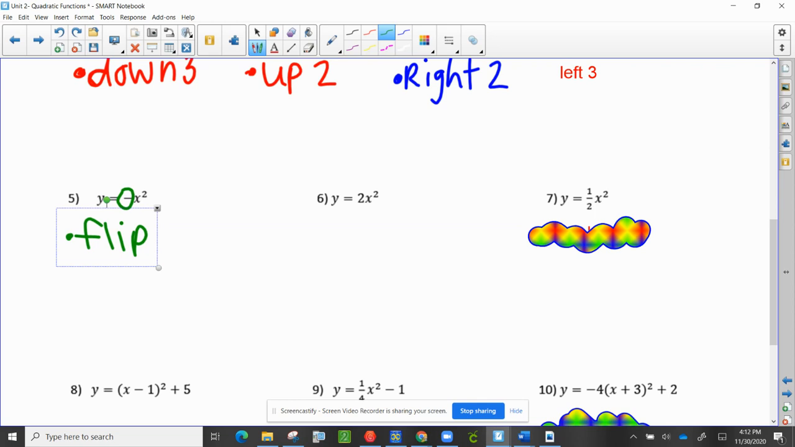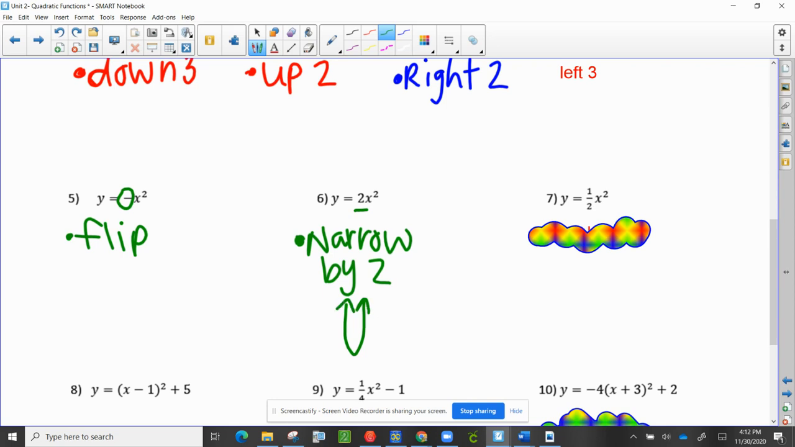So on number 6, if we have y equals 2x squared, that makes the graph more narrow. So we would say this one is narrow, okay, by a factor of 2. So that just means your parabola, remember, is just going to be a lot more skinnier, a little thin.